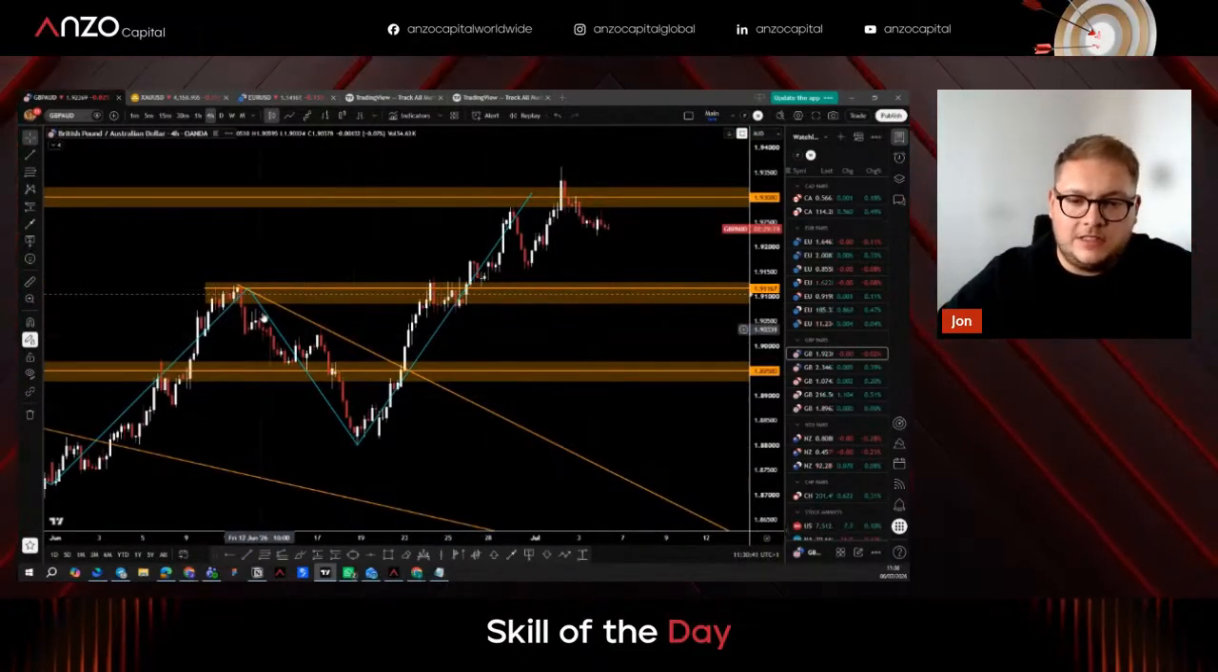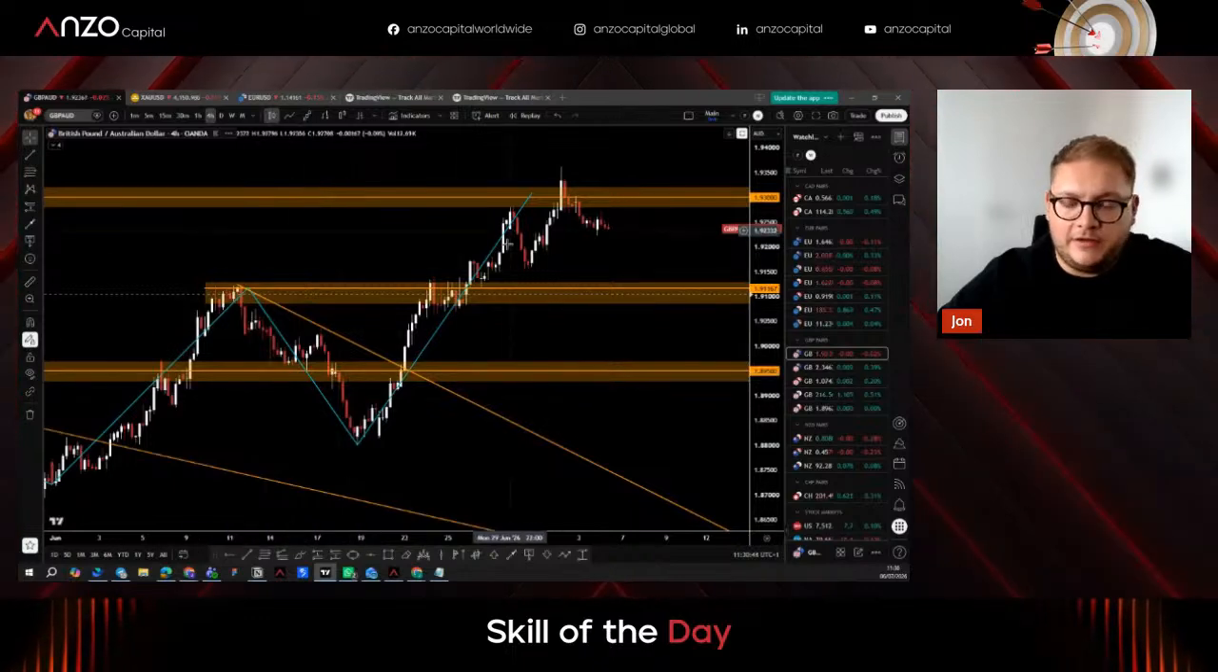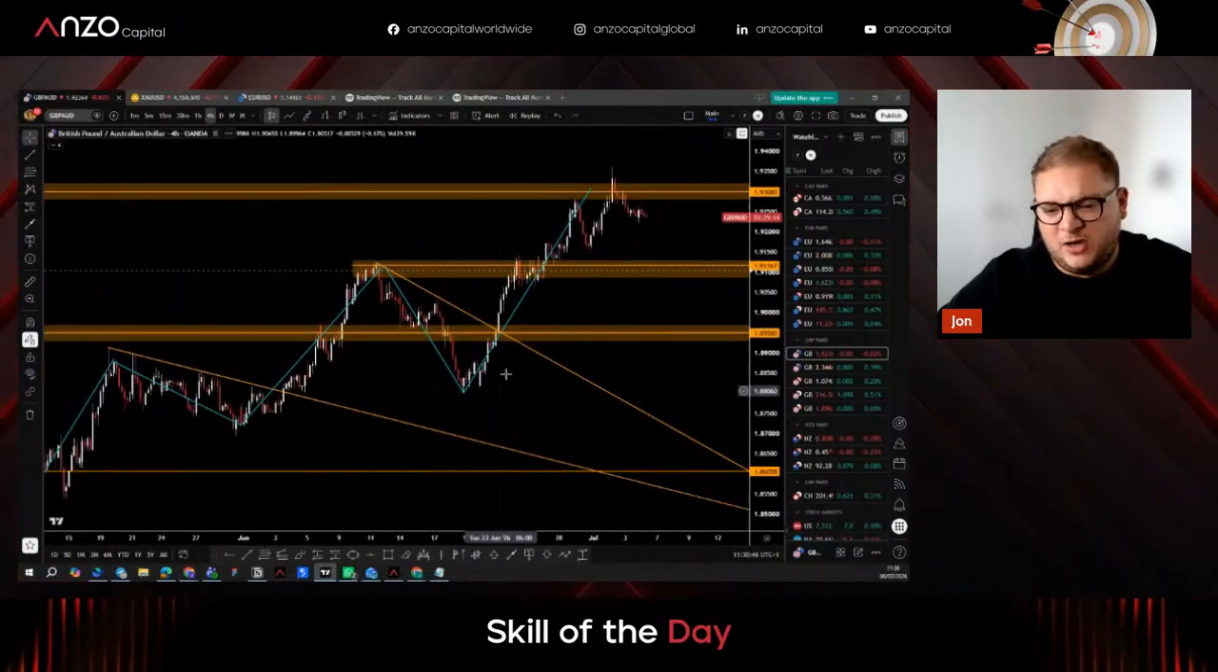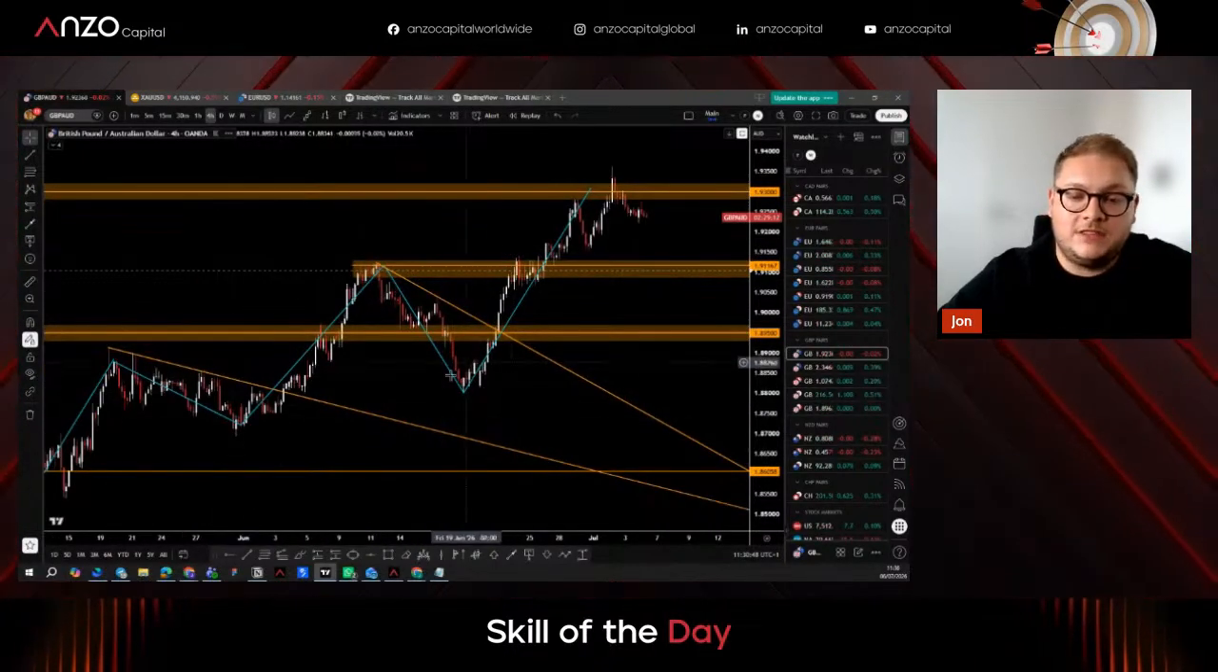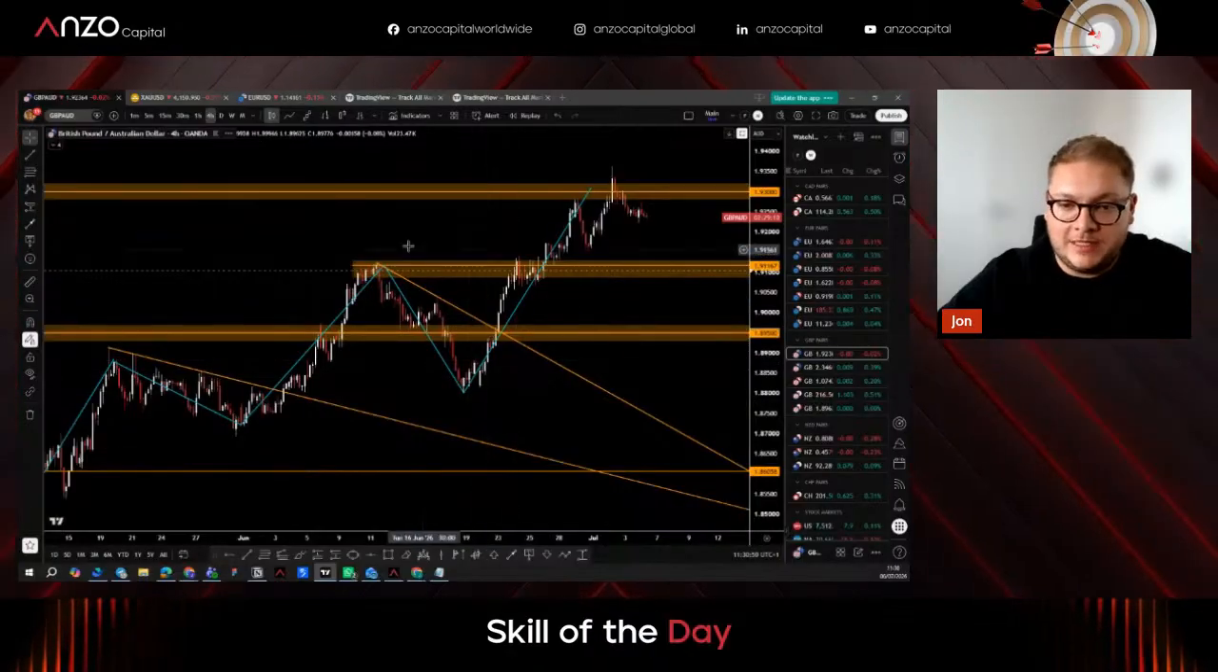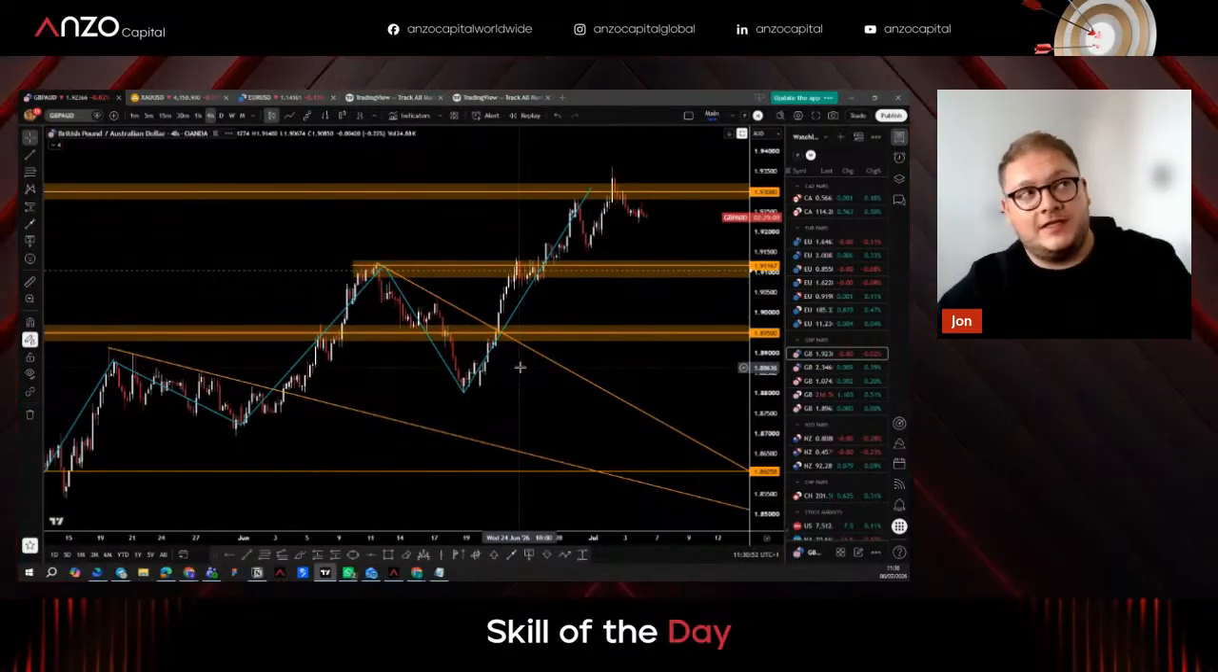So there are multiple different ways that you can do it. I like to use it in this context where you've got that phase 1, phase 2, and I'm always trying to look for where that phase 2 is going to end and the phase 1 is going to begin, and you can use trend lines to identify that.